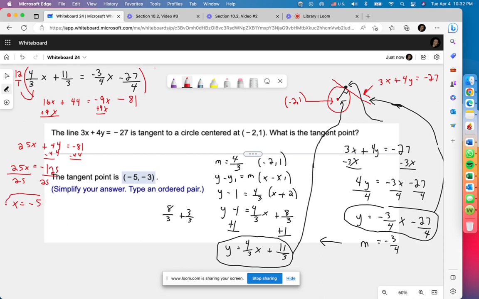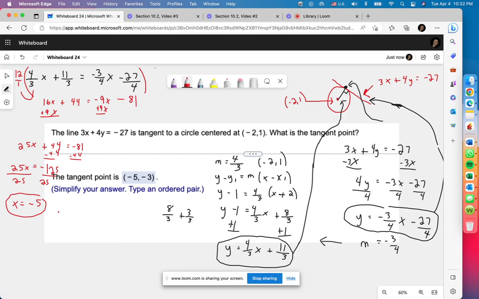Okay, that's one of them. Am I done? No, because you got to find the y value that goes along with this. I told you this was a challenge. So I'm going to take negative 5 and plug it into either one of these equations to get y. Doesn't matter. Let's pick this one.